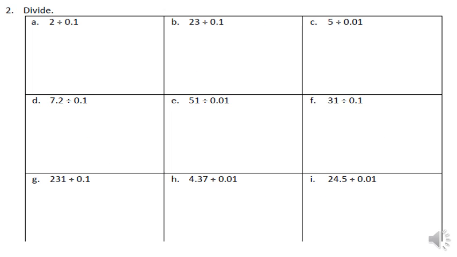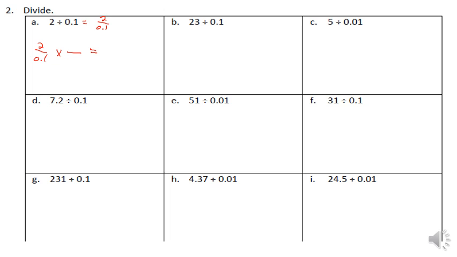Okay, now we're going to use the skills we used in the past in order to solve these problems. Now the first thing I like to do is rewrite any division problem as a fraction, so we end up with 2 over 1/10. So now I have 2 over 1/10, and I'm going to create an equivalent fraction that is going to get rid of this decimal.